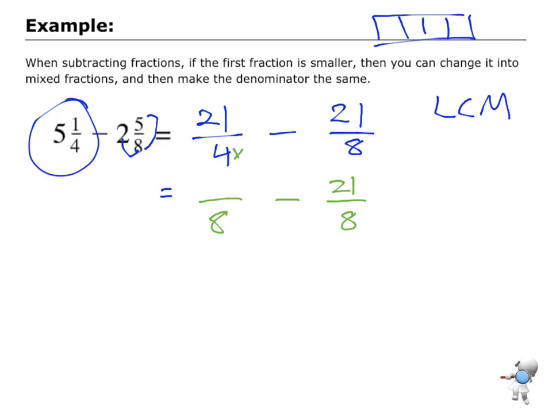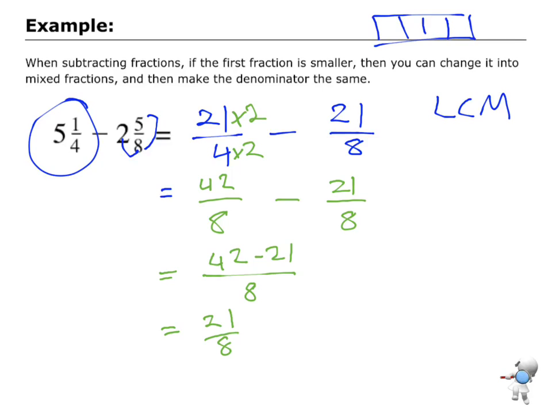So I'm going to leave this as 21/8, but I'm going to change these quarters into 8ths. So 4 times what equals 8? 4 times 2. And so I need to multiply the top line by 2 as well. So 21 times 2 is 42/8. Now that the denominator is the same, I can subtract the top line. And that's going to give me 21/8.